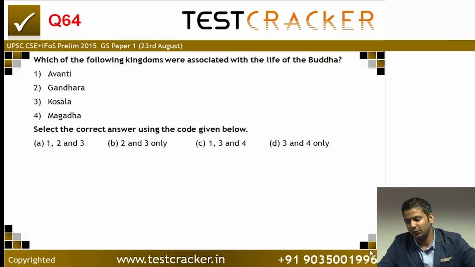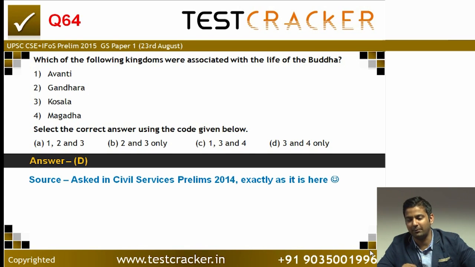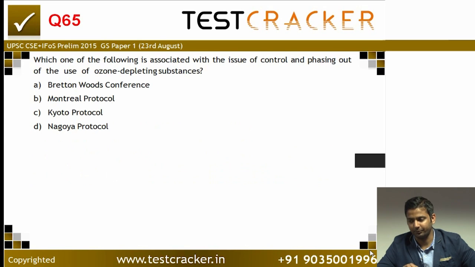Whatever be the case, those who had not read the official answer key would have been cursing themselves if they had not answered it correctly. The answer as given by UPSC itself, and therefore we have to be 100% sure about this, is 3 and 4 only, which is option D. Kosala and Magadha, obviously Buddha did not visit Gandhara, which was on the other side. About Avanti, there was a lot of controversy last year. UPSC resolved it by giving the answer as 3 and 4 only.